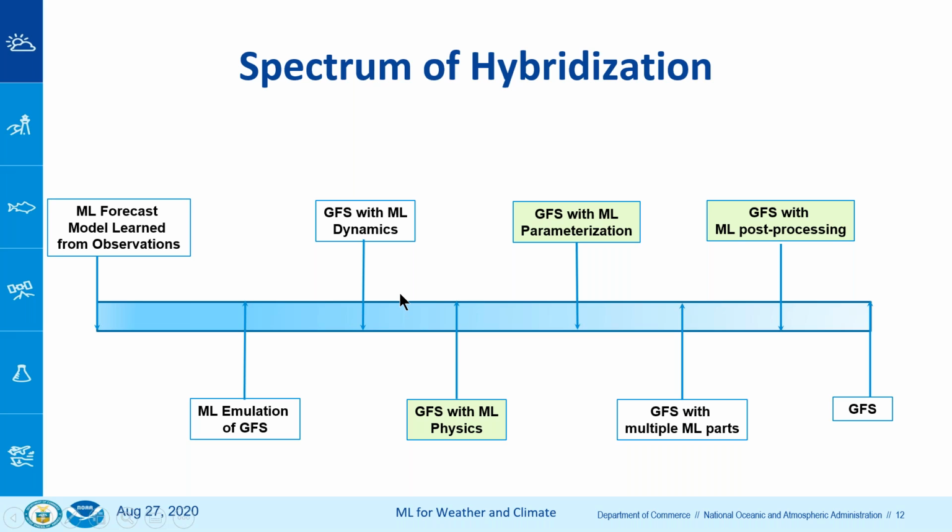So I will show applications of machine learning in the data assimilation system, in model physics, parameterizations, and in post-processing. You can leave, for example, a general circulation model, UFS, for example, as it is, physically based, but then you use machine learning tools in post-processing to improve model output. So I will show you examples.